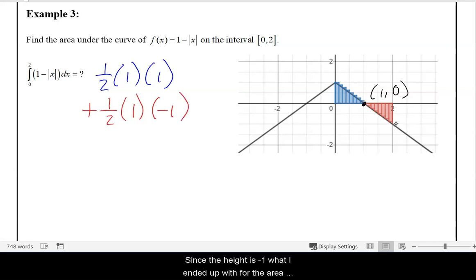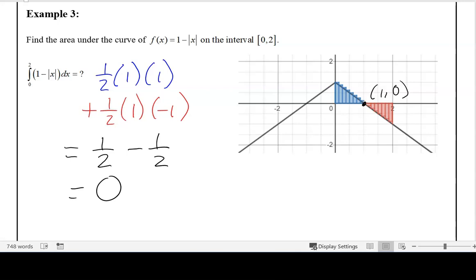Since the height is -1, what I end up with for the signed area is 1/2 minus 1/2, which gives me 0. In other words, if you look at the picture, I have exactly the same amount of area above the x-axis as I have below the x-axis. That makes the net signed area, or area under the curve, on that closed interval be 0.